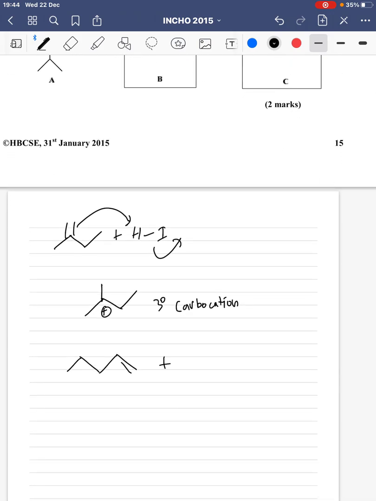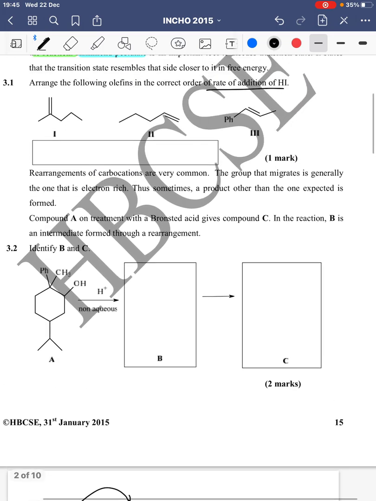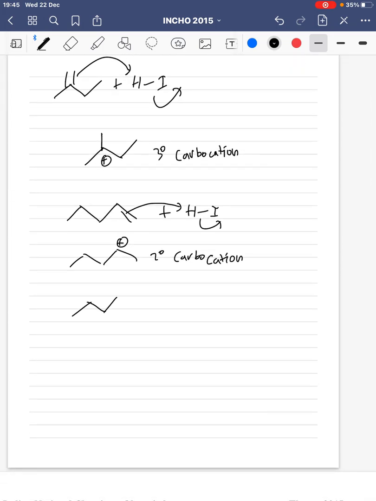And in the second one we have this compound and HI. So the reaction follows electrophilic addition to alkenes, and this will form a 2-degree carbocation. And now for the last one, we have Ph attached, that is the phenyl group. And this forms a 2-degree cation as well. Let's see how it forms. It forms like this. But this carbocation will be in resonance with this Ph.